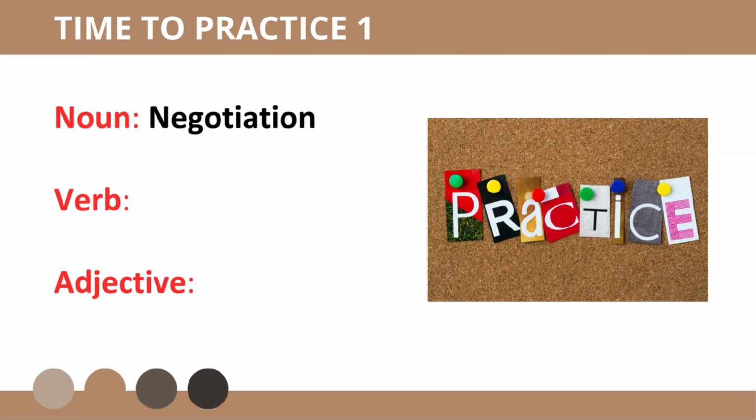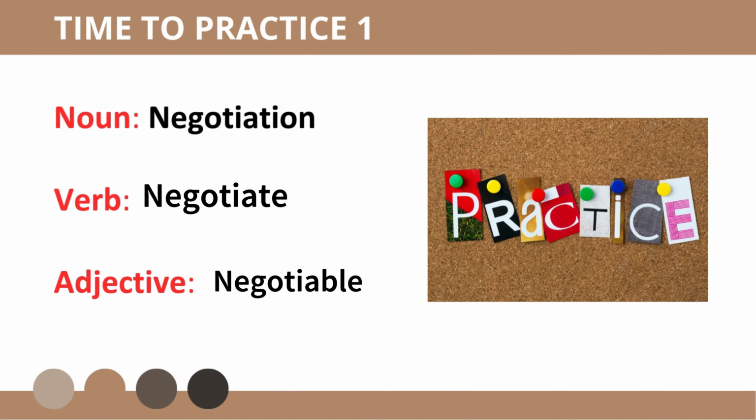Negotiation. The negotiation with the suppliers was tough but fruitful. What is the verb? To negotiate. We need to negotiate better terms with our clients. What about the adjective? We have 2 adjectives here. Negotiable. The terms of the contract are negotiable, so we should be flexible. And how would we describe the person who negotiates? He is the negotiator. He is a skilled negotiator who always gets the best deal.